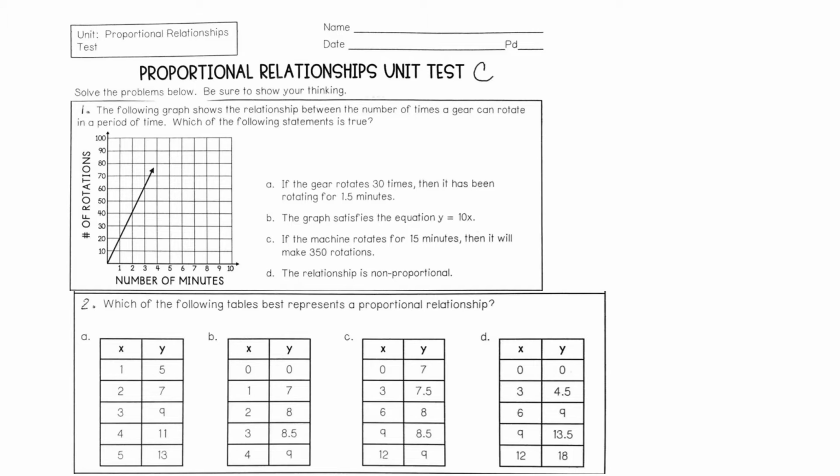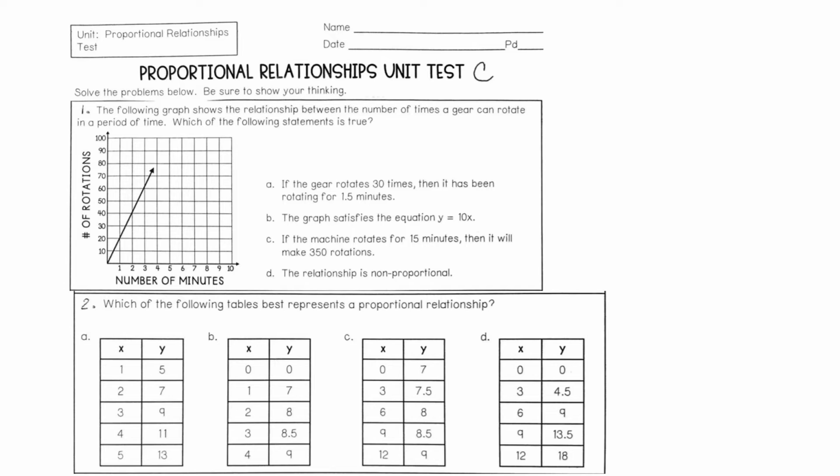Number 1, the following graph shows the relationship between the number of times a gear can rotate in a period of time. Which of the following statements is true? A, if the gear rotates 30 times, then it has been rotating for 1.5 minutes. B, the graph satisfies the equation y equals 10x. C, if the machine rotates for 15 minutes, then it will make 350 rotations. D, the relationship is non-proportional. On the graph, the x-axis says number of minutes and the y-axis says number of rotations.